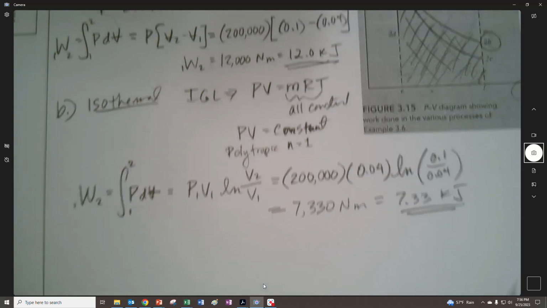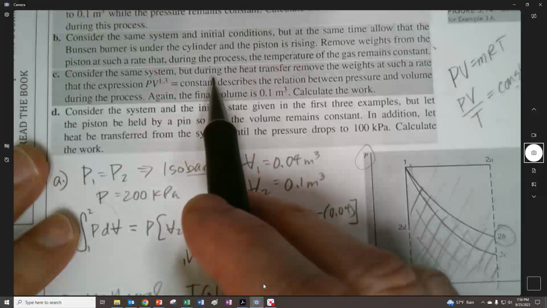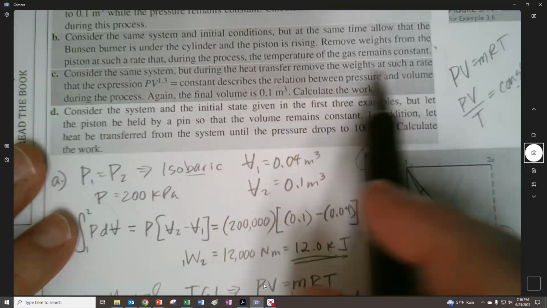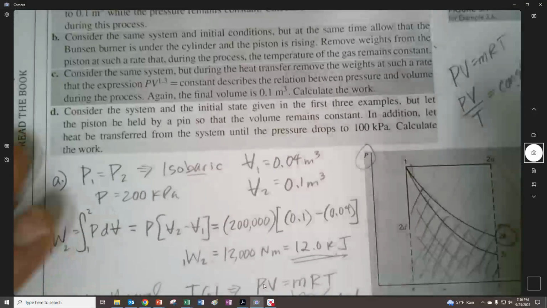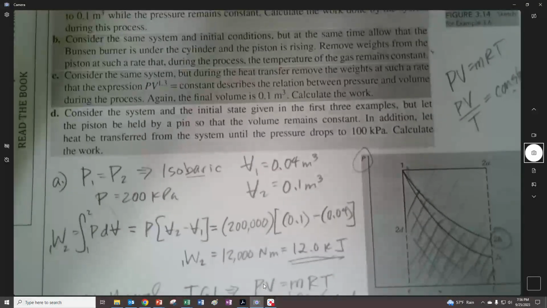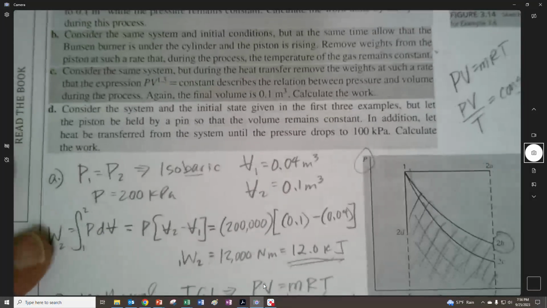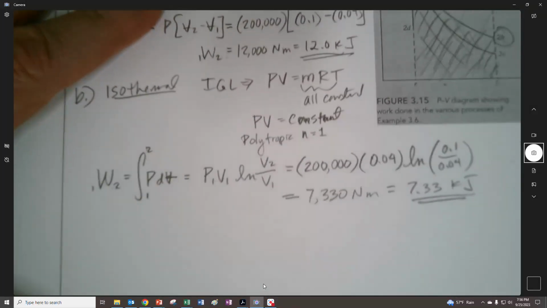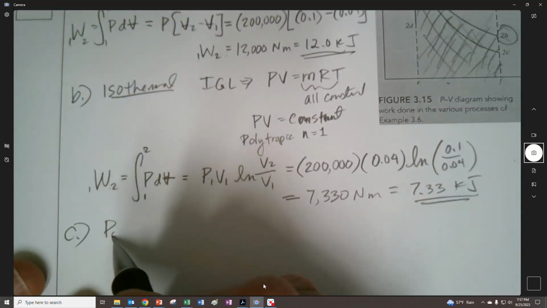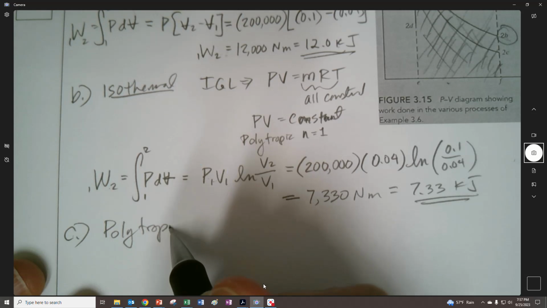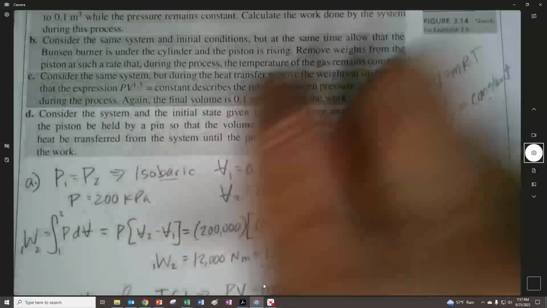Let's go to the next one, C. Consider the same system, but during this process we remove weights at such a rate that now we get an expression where P V to the 1.3 power is constant, describing the relationship between the pressure and the volume. Again, the final volume is 0.1 cubic meters. So now we want to calculate the work. So in C, this is a polytropic process where N is equal to 1.3.